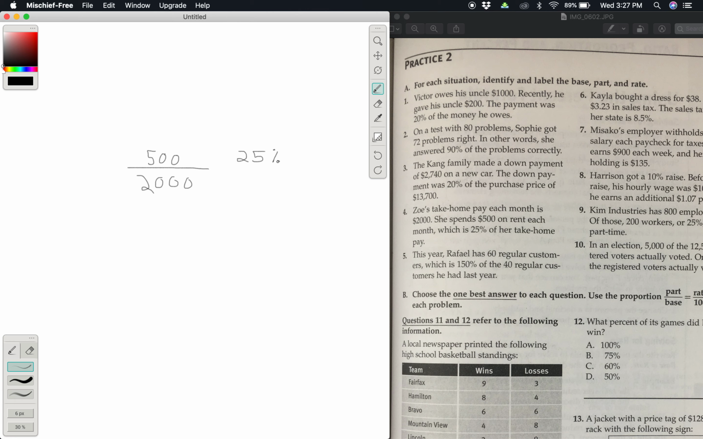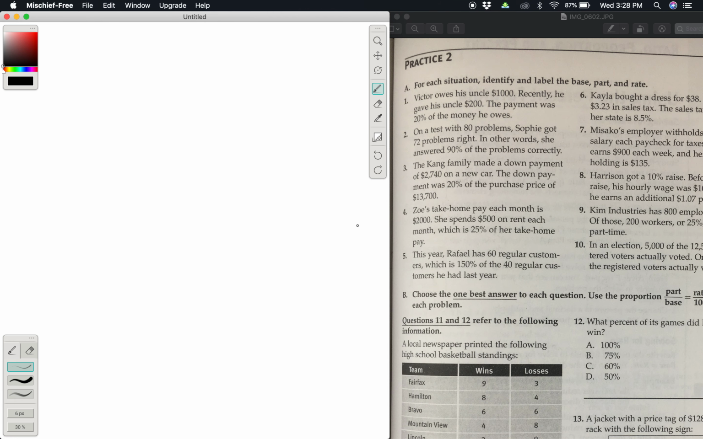So we have the base, part, that's P by the way, in case you didn't notice, and the rate. And by the way, guys, that will always be the same order. Base will always be on the bottom, part will always be right here, and the rate will always be up here. Now you just have to figure out which numbers go where.